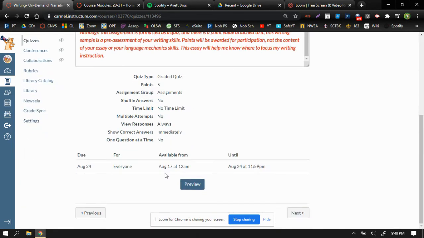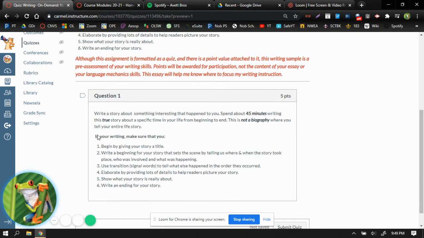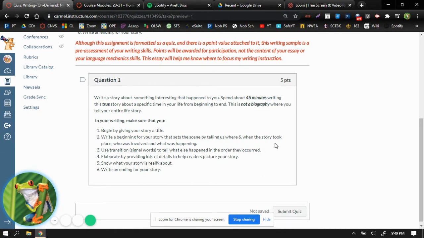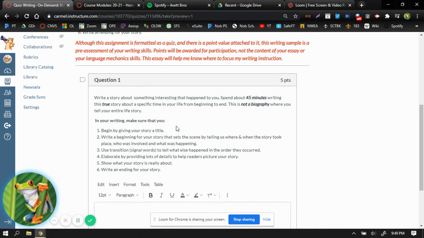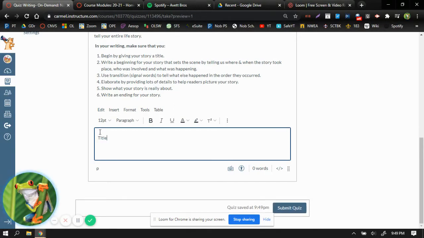Okay, so when I preview this quiz or I begin to take the quiz, you're going to see the same set of instructions in the question box telling you what it is that we are looking for in your essay. And since it is an essay form question, as you can see, a text box appears, and this is where you would start typing. And so the first thing you would do is you would write the title of your story. Now, I'm not going to write my own story. I'm just going to show you where I would type the word title, and then down below it, you would start to compose your story.